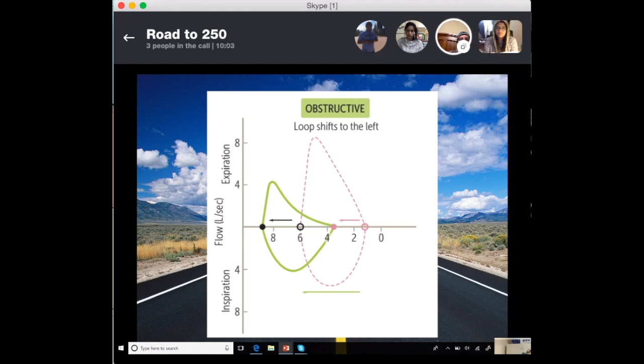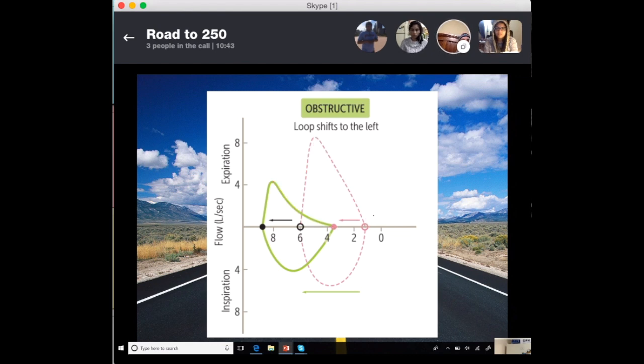So what you're going to have in expiration, this is pathognomonic for a flow loop in obstructive diseases, is this little dip that you see here, which you don't see in a normal volume, and as you'll see in restricted, you don't see it there either. But having this little dip is quite unique to obstructive, and that's because they're having issues with expelling that air, and it's not a steady exhalation after their FEV1. It's decreasing much more dramatically than a normal person.